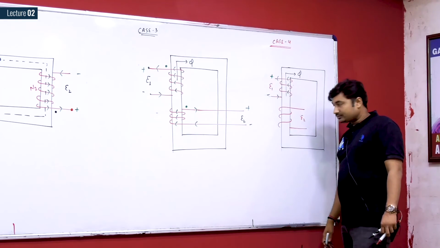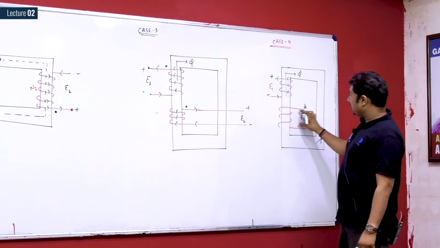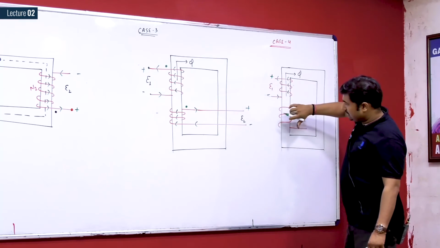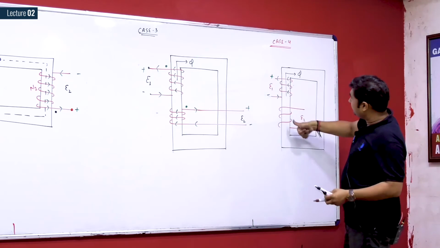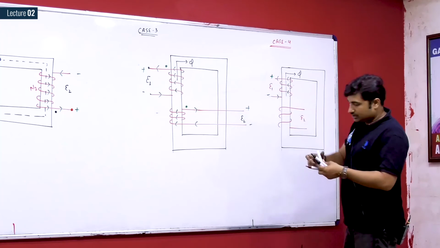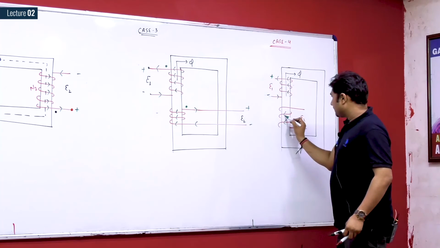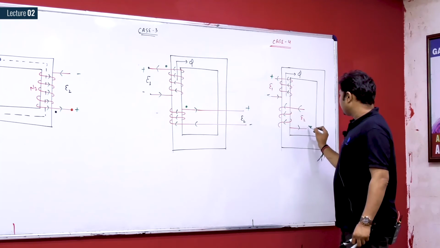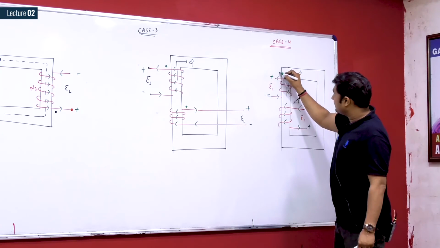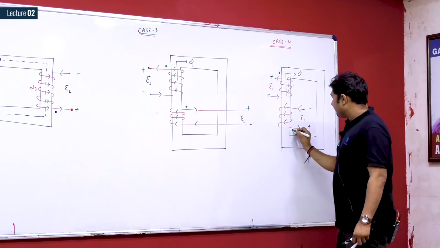Is it okay? Now, what must be the polarity of induced EMF here? The polarity of induced EMF here is in this fashion. The current must be in such a way that it opposes this flux. So in order to oppose this flux, current must be in this fashion. So this must be the current. For this direction of current, this is found to be positive and this is found to be negative by the load.